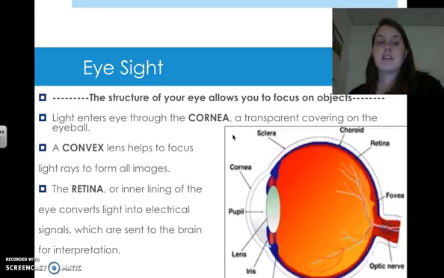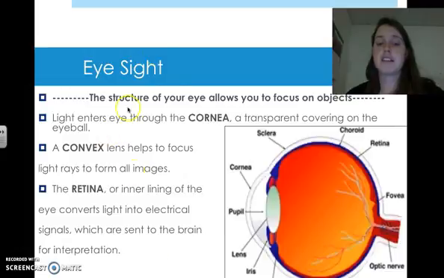So here's how eyesight works. The structure of your eye allows you to focus on objects at varying distances from your eye. Light enters your eye through the cornea. This is the cornea right here, a layer on the very outside. There's a convex lens that helps you focus light rays to form images. So light comes in and forms the image. Then the retina, this area back here, converts the light into electrical signals, which leave to your brain through the optic nerve. So that's how it works.